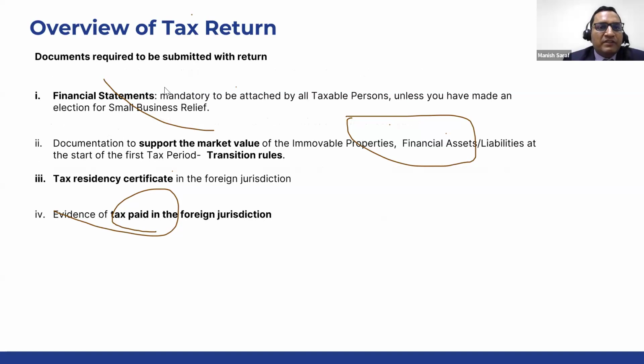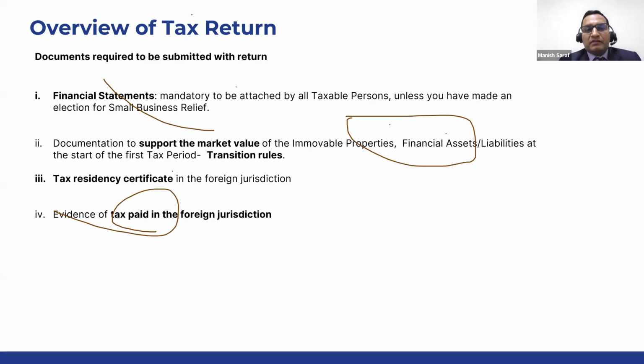The document required to be submitted with the return is the financial statement, which is mandatory. The financial statement can be audited or non-audited. Audit is mandatory if the revenue turnover is more than 50 million, and then the audited financial statement needs to be uploaded. The same applies if they are opting for the qualifying free zone benefit.